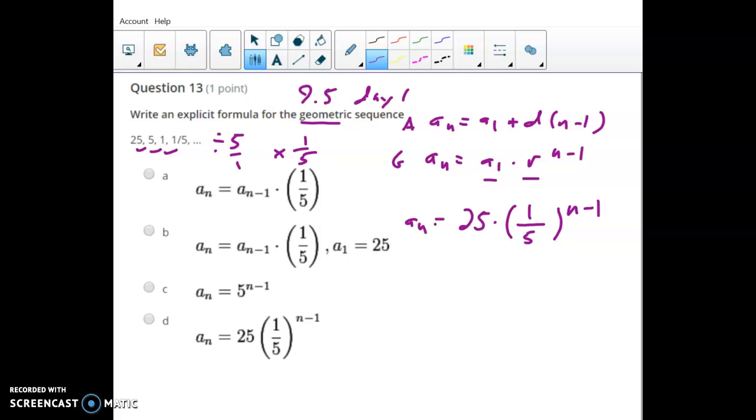So we say a sub n is equal to 25 times 1/5 to the n minus 1. And again, n is kind of like x and a sub n is like y, all right? And that would give us, looks like at least for me, letter D down here would be our answer, right? It's sort of like a pattern of 25 multiplied by 1/5, n minus 1 times. All right, hope that helps.